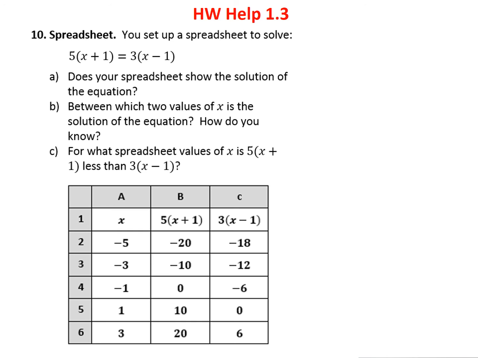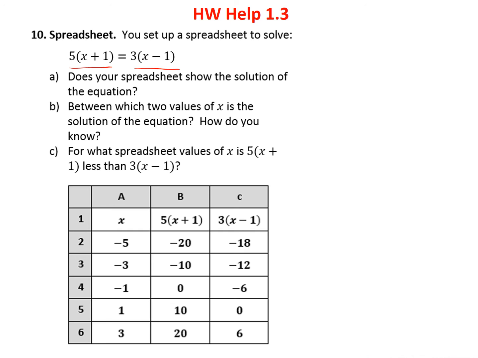The last problem here, you set up a spreadsheet to solve this, and what they've done is they've put an x here, and then they put the 5x plus 1, which is this side, and the 3x minus 1 on that side, and they're just putting in different values of x to find out when they are equal to each other. And so you'll notice that when we put in -5, b is smaller than c. We put in -3, b is now bigger than c, and notice that at this point there's a 6 difference and it's getting bigger and bigger.